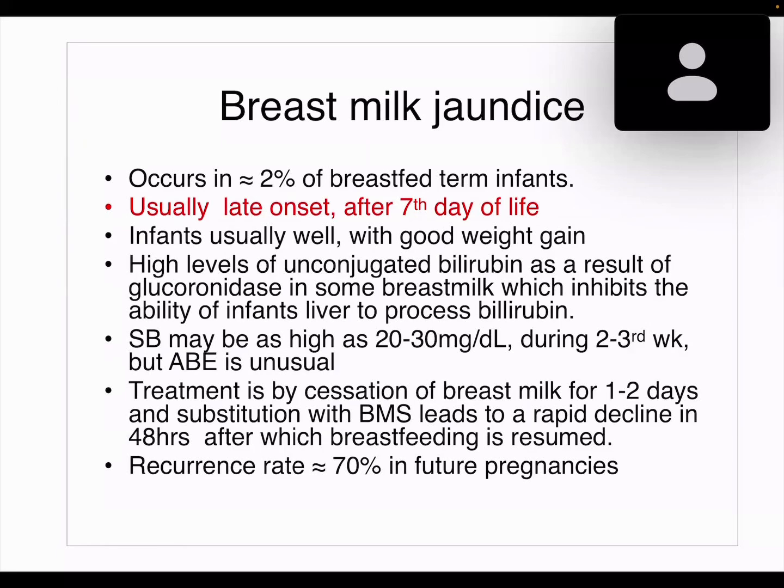So yes, that's just for breast milk jaundice, and also in future pregnancies, there's a high chance of recurrence.